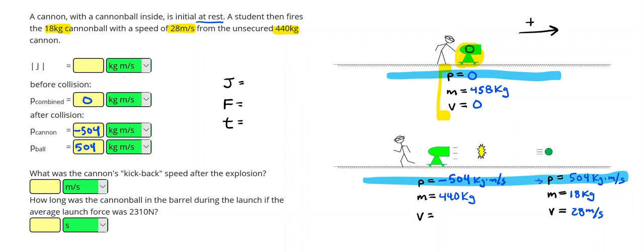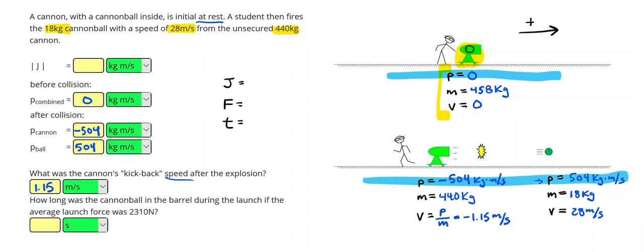And then let's calculate the velocity right here by doing momentum divided by mass. So negative 504 divided by 440 gives me negative 1.15 meters per second. That negative indicates that it's moving left, as we expect, the cannon's going to kick back. But this asks for speed, so I'm going to put in a positive 1.15 right there.